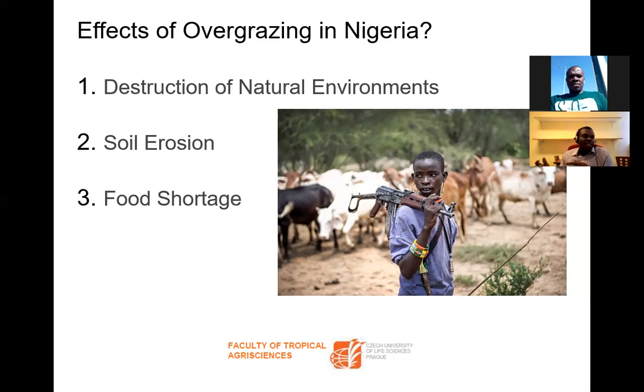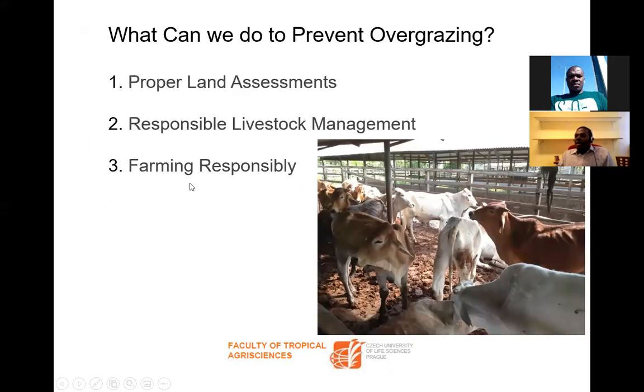The other part is the fact that farmers are not able to produce food because the cattle will encroach the farms and eat it up. So this, of course, definitely over time will lead to food shortages. Maybe not a national food shortage, but in that community, there's going to be shortage of food. Normally, people who grow their own food will now have to buy it. So it's now the area I'm looking at food shortage. Now, what can we do to prevent overgrazing?